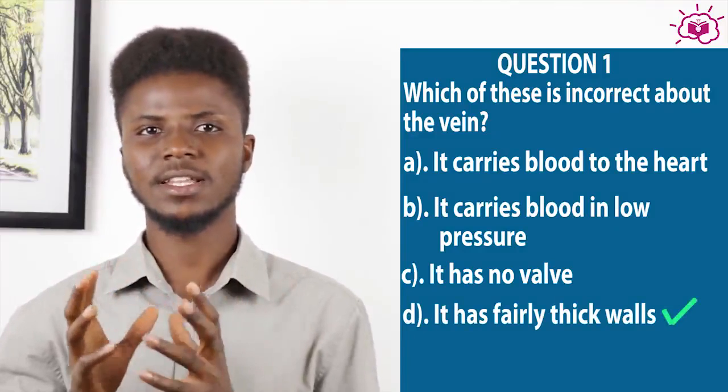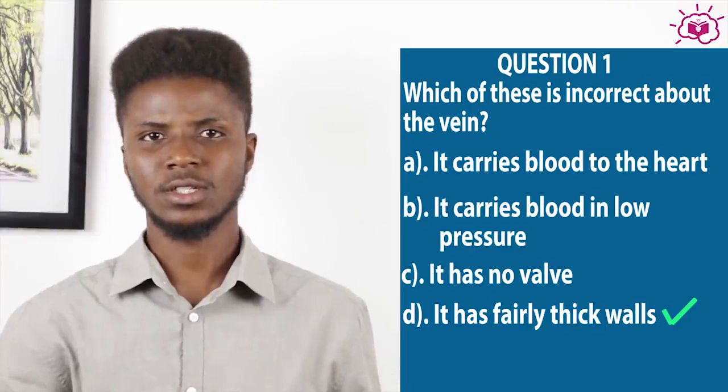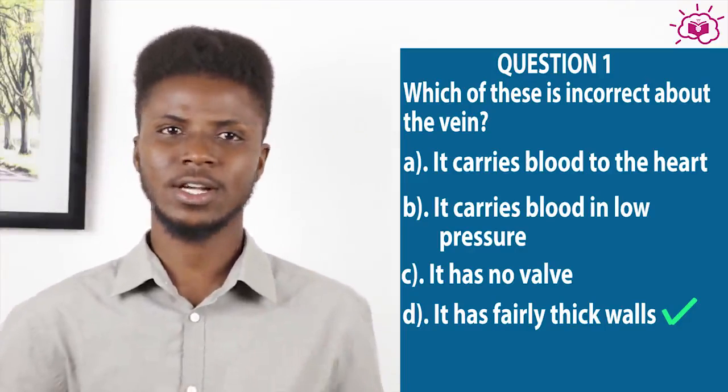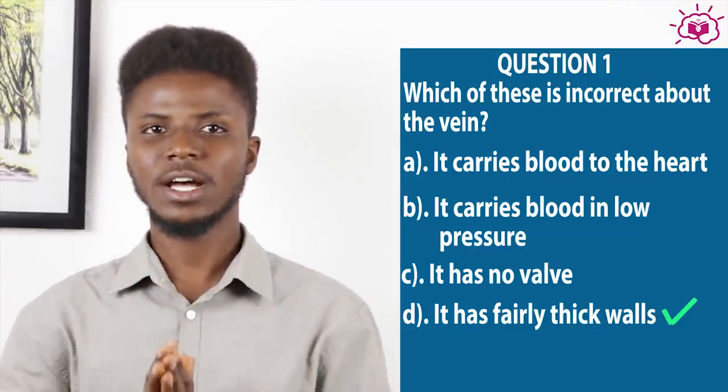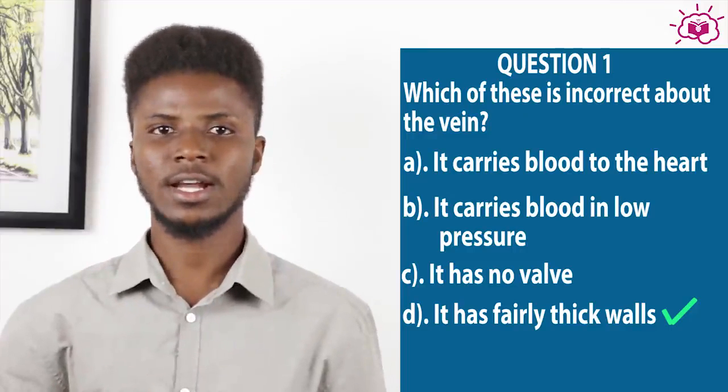It has fairly thick walls, because it does not have fairly thick walls. And the question states that which of these factors is incorrect. The vein has no thick walls, and that is the right option.